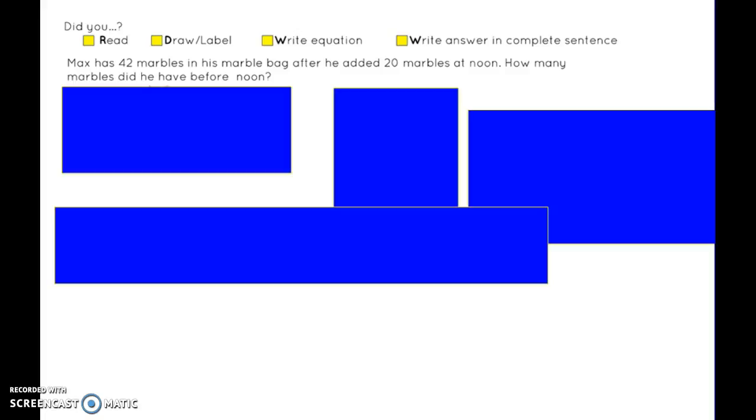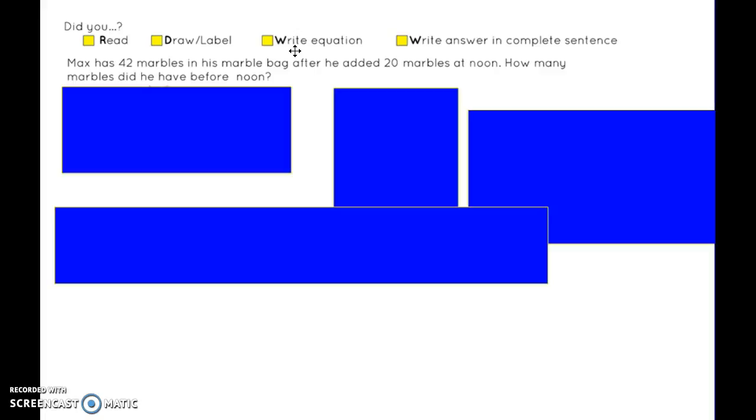To solve our problem, we're going to use the RDW strategy. First, let's read our problem and find the numbers that we need to work with and underline the important information. Read this problem to yourself as I read it out loud. Max has 42 marbles in his marble bag after he added 20 marbles at noon. How many marbles did he have before noon?